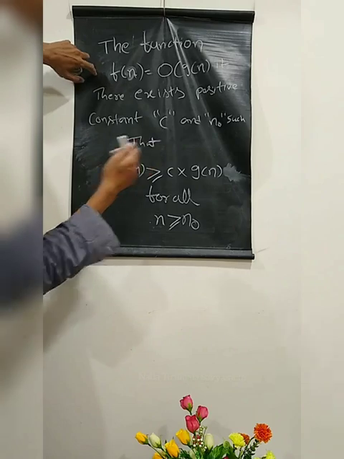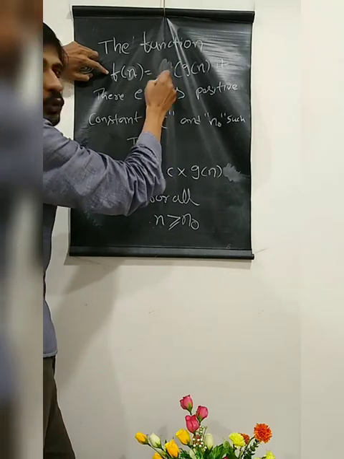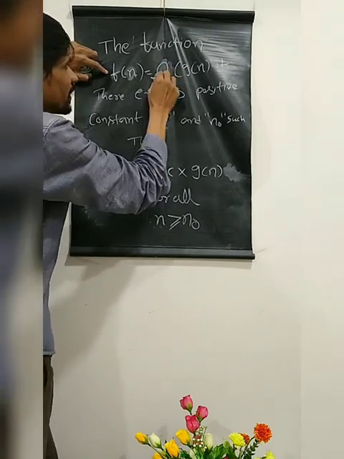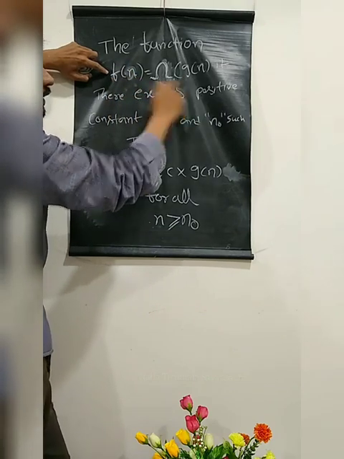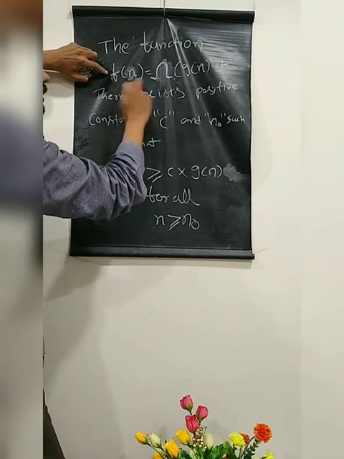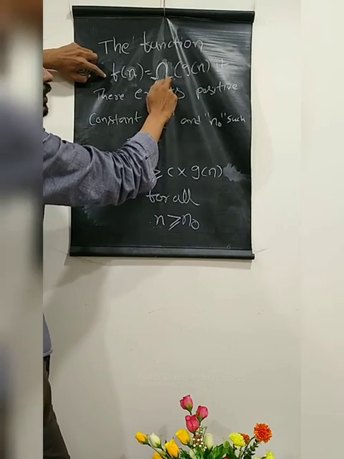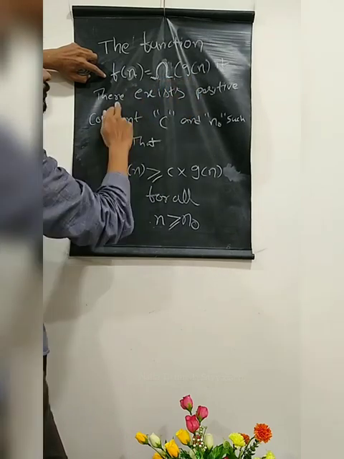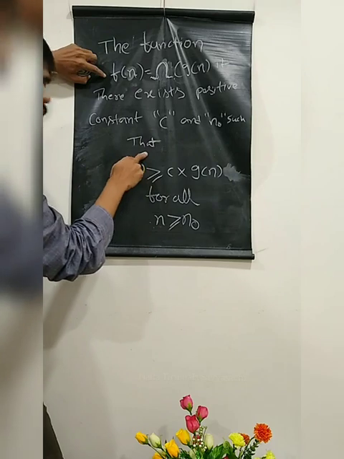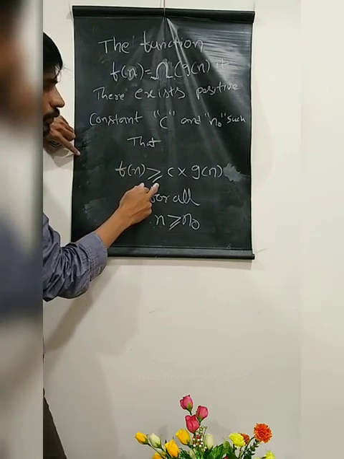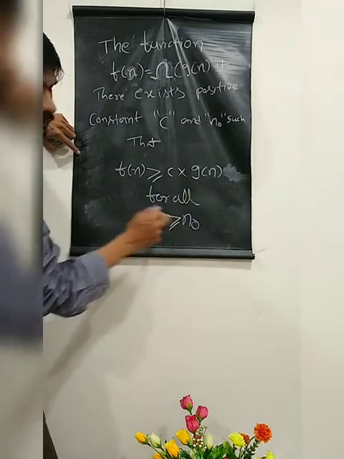So let's read this out. The function f of n equals big omega of g of n. We can represent this: f of n is big omega of g of n if there exist positive constants c and n0 such that f of n is greater than or equal to c multiplied by g of n for all n greater than or equal to n0.